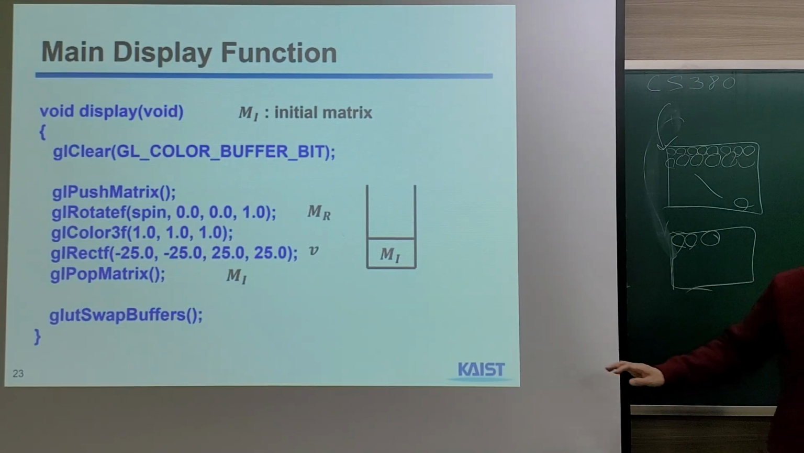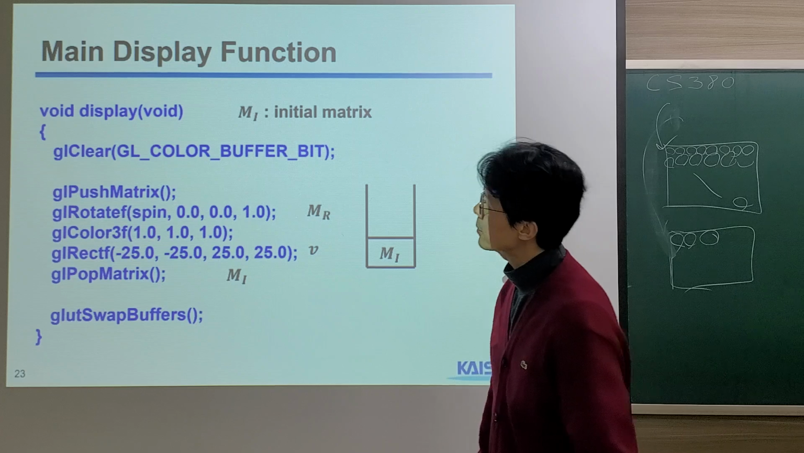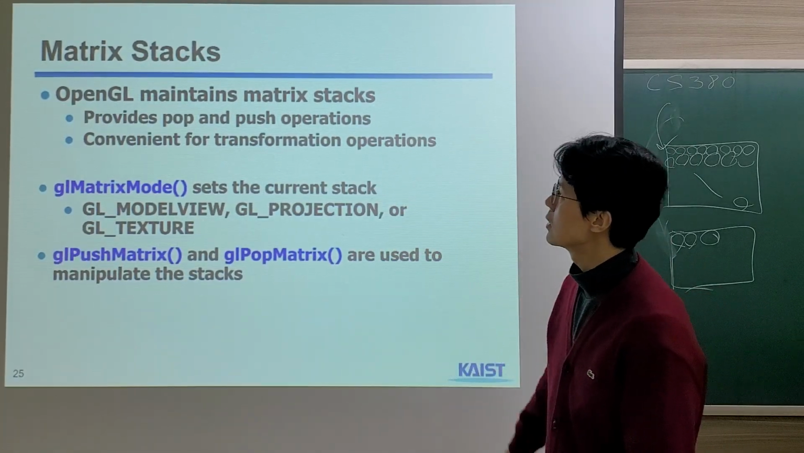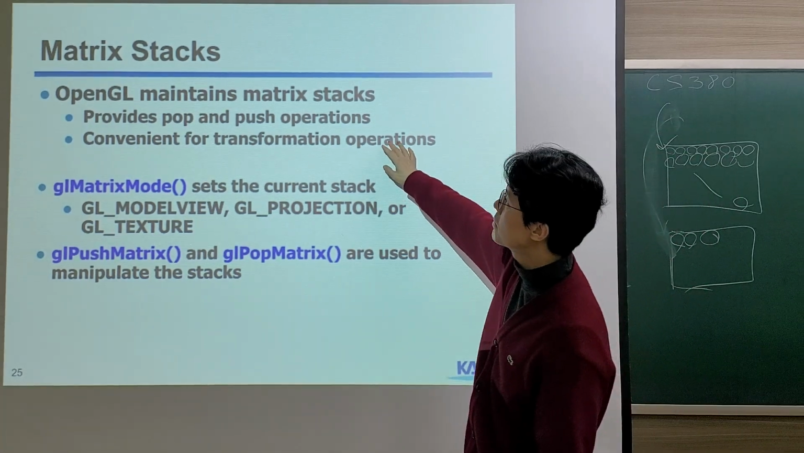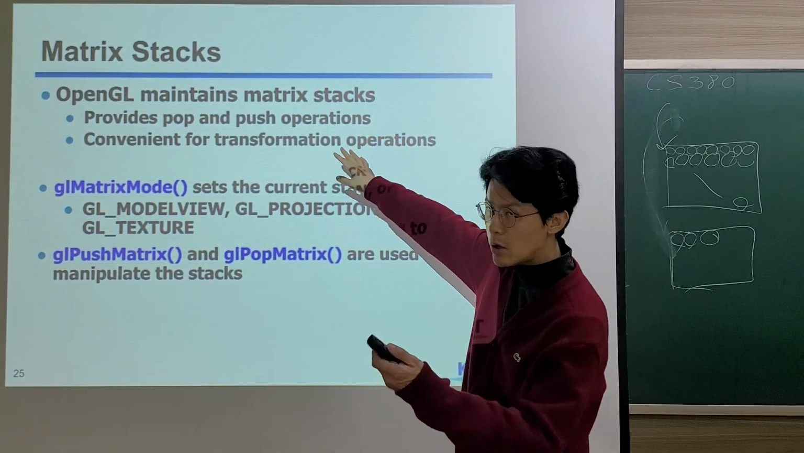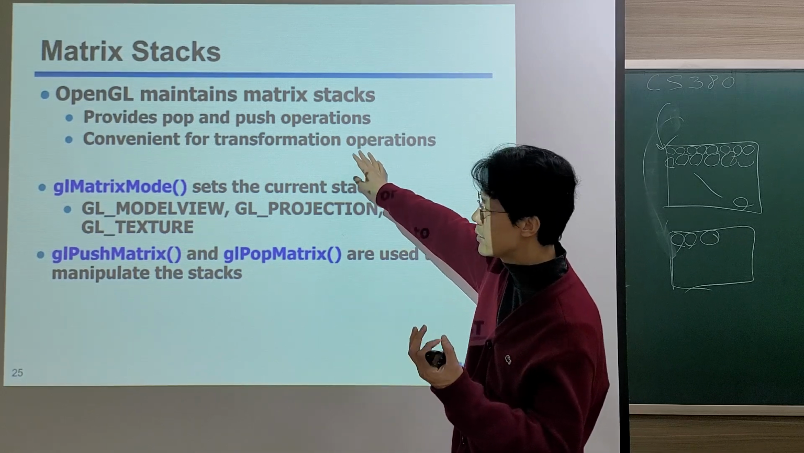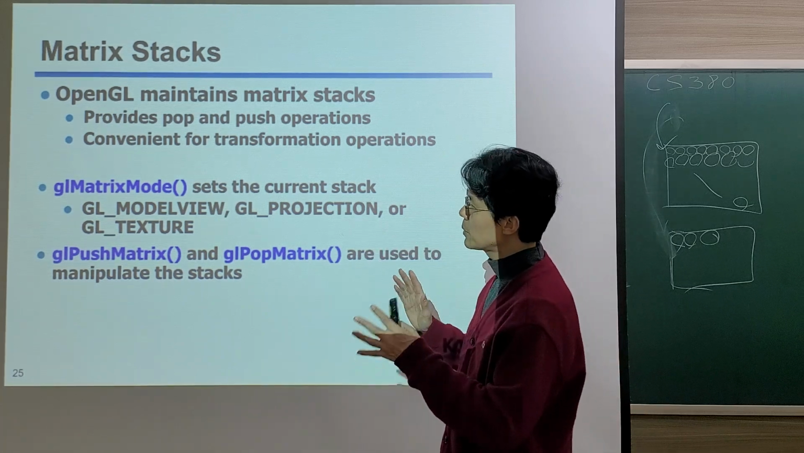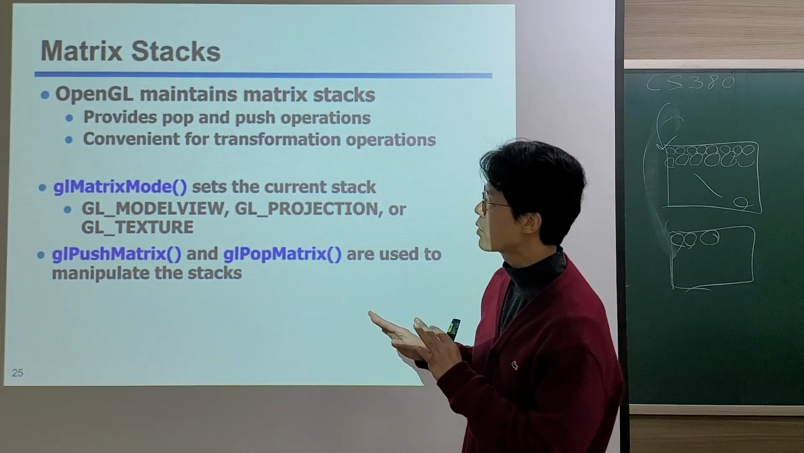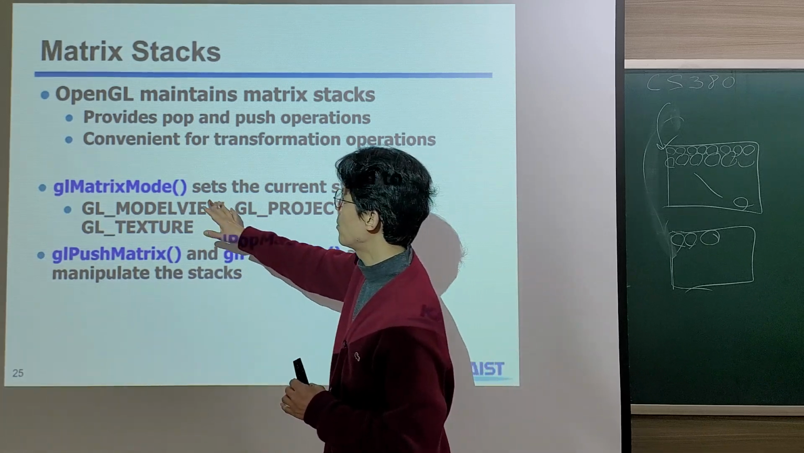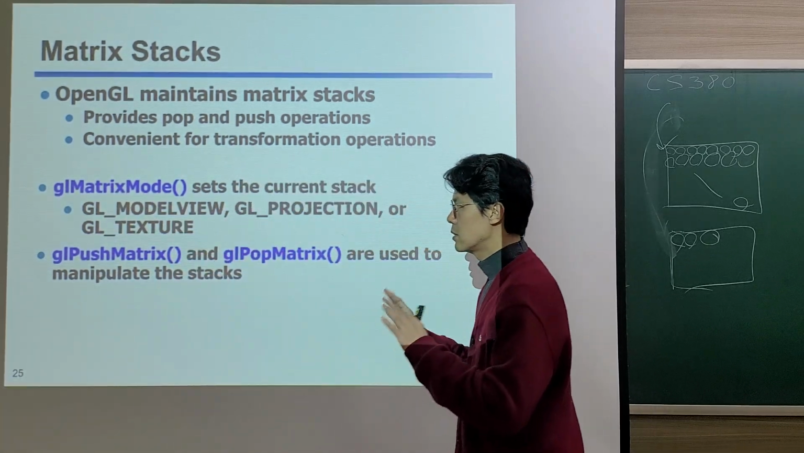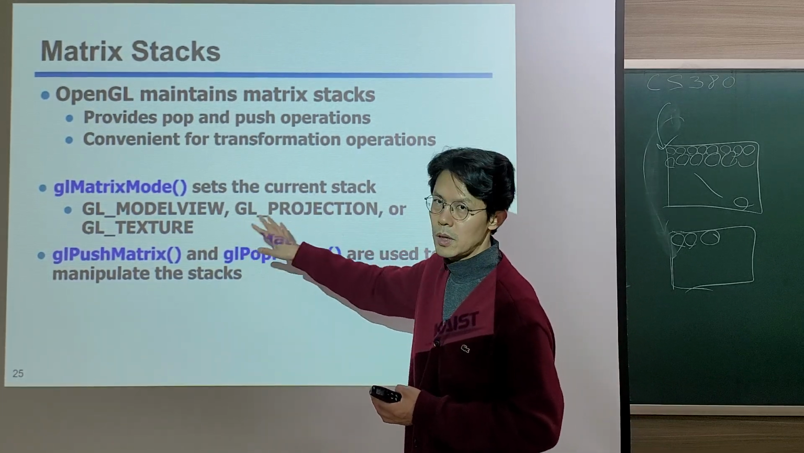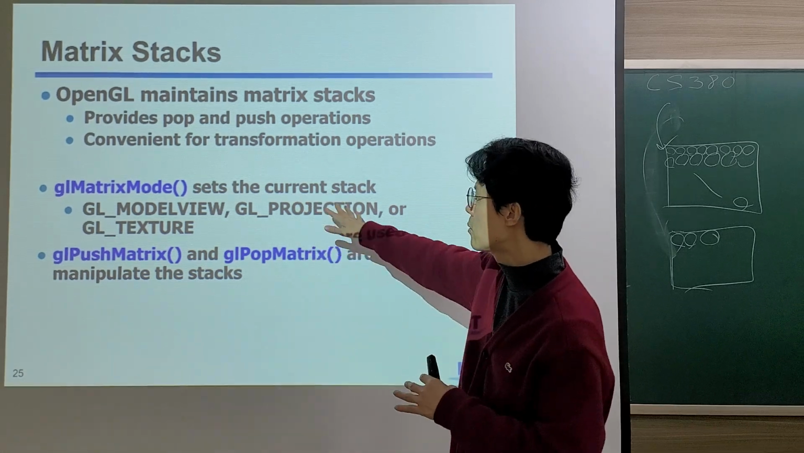That's why we typically call this glSwapBuffers. Okay, so as I mentioned before, OpenGL maintains matrix stacks. It can provide pop and push operations, which are also sometimes convenient for transformation operations. Also, there are multiple stacks actually. I'm not going to talk about the detail right now. By calling matrixMode, you can set the stack mode: model view, projection, texture, and so on. I will talk about some of them later on.